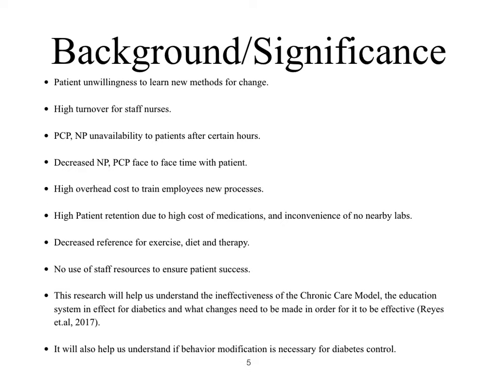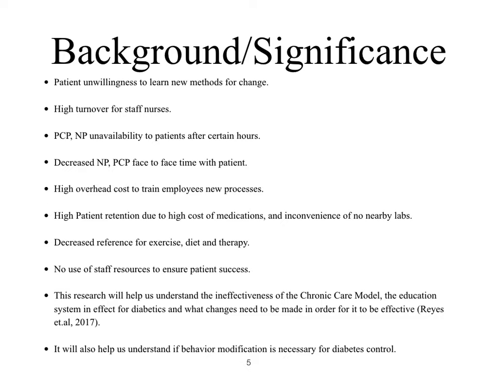So what was the background? What happened? What did we do wrong? There was a patient unwillingness to learn new methods for change, high turnover rate for staff nurses who could not teach these patients because there was a high overhead cost to train new employees, new processes, and new methods and new evidence-based research. There was a decreased nurse practitioner, primary care provider face-to-face time with the patient because of the patient influx, because of the huge medical deficit of doctors that we have.